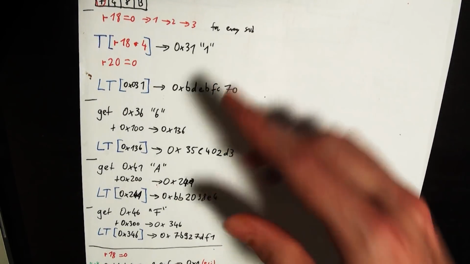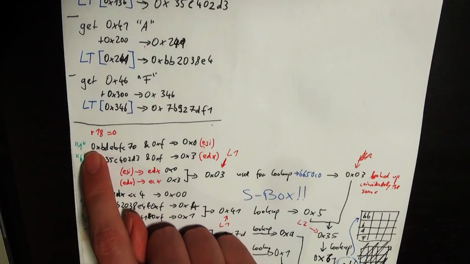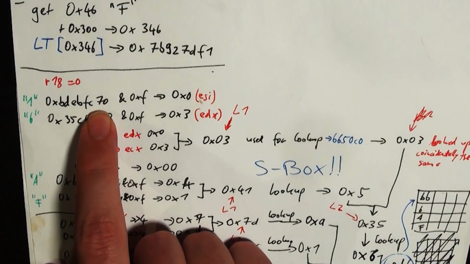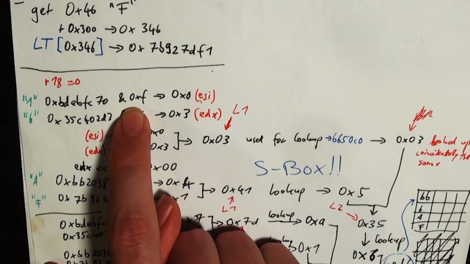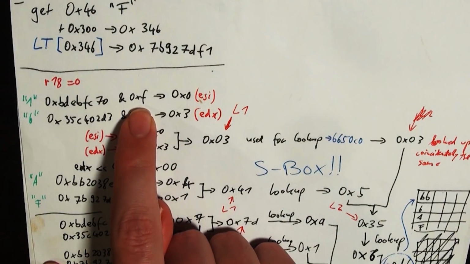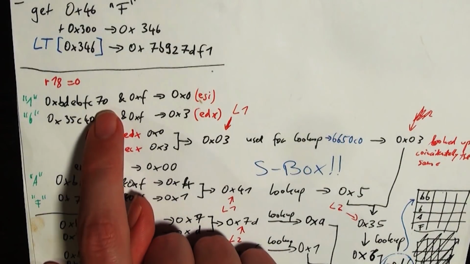But that was not all of it. When I was stepping through, I realized, oh, there's a lot more happening. So then you take the 32 byte result from the first character and you AND it with just a nibble, with F, and you get the last nibble here. So you get the 0 here.